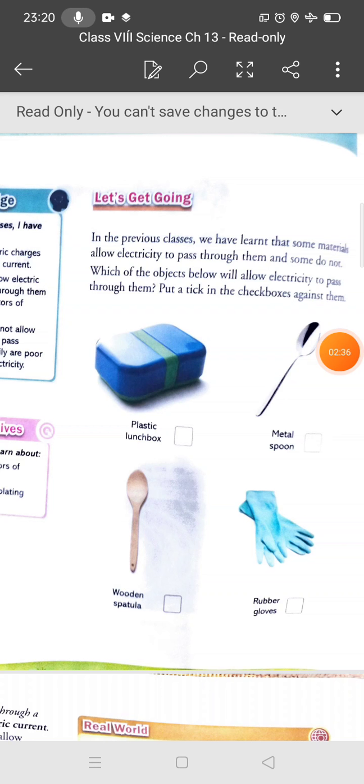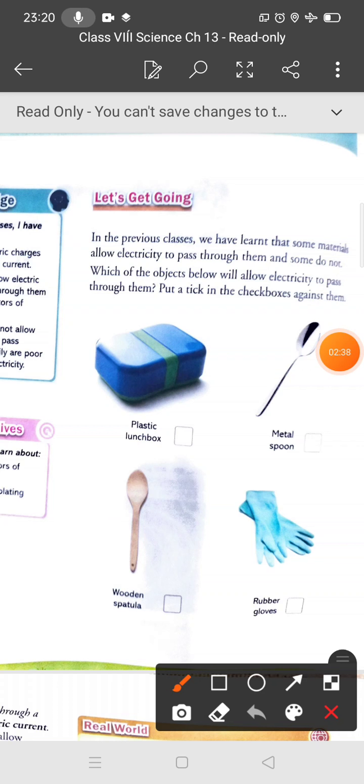Okay, what about the lunch box, the plastic lunch box? Does it allow the electricity to pass through it? Yes or no? No. Second, the metal spoon, does it allow the electricity to pass through it? Yes, this is the metal spoon. Yes. Next, wooden spatula, yes or no?